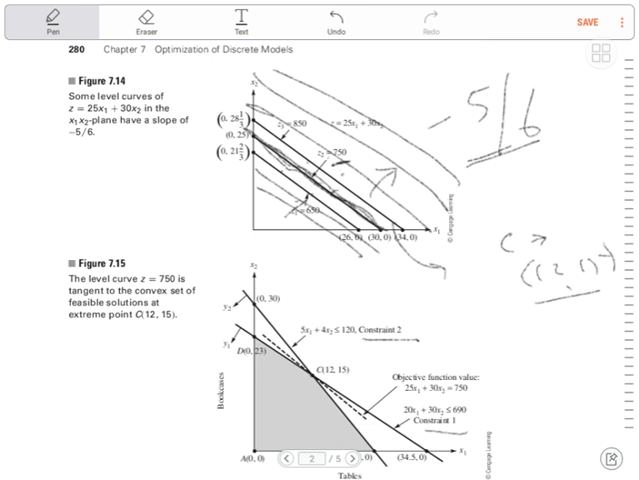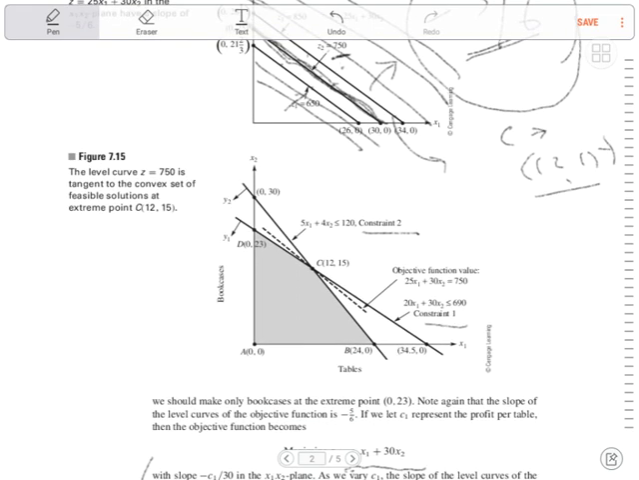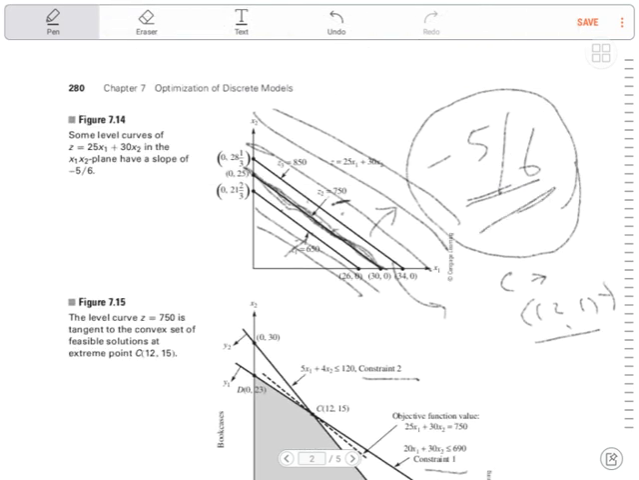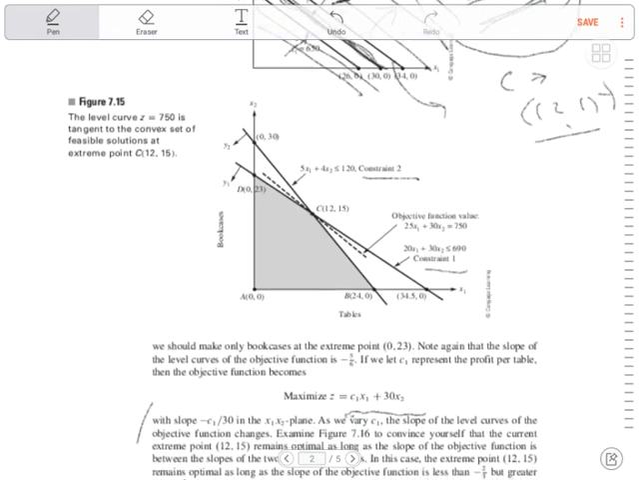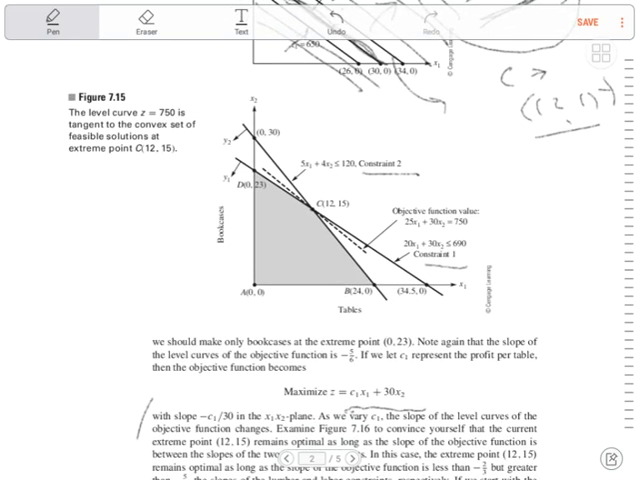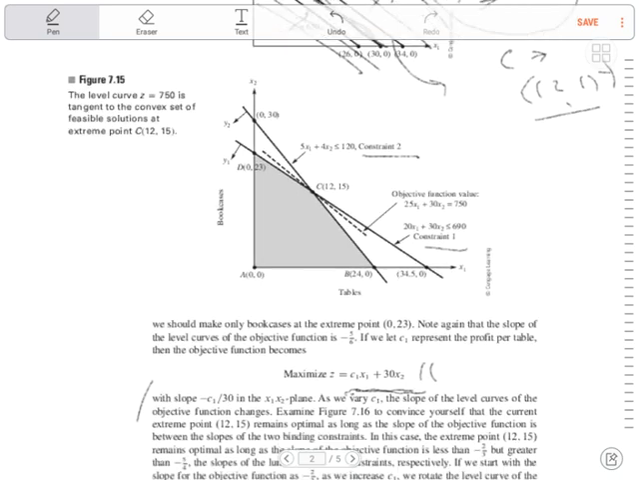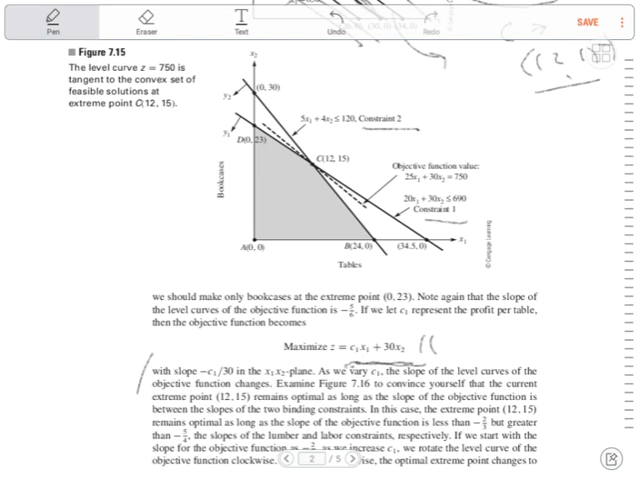But all of these profit lines had the slope minus 5 by 6. But now, due to the change which we have made here, the profit line is not always of the slope minus 5 by 6. What is the slope of the profit line now? It is minus C1 by 30, as I am getting from here. If you put it into y equal to mx plus c, obviously you know how to find out the slope. That is a trivial issue here. So minus C1 by 30.